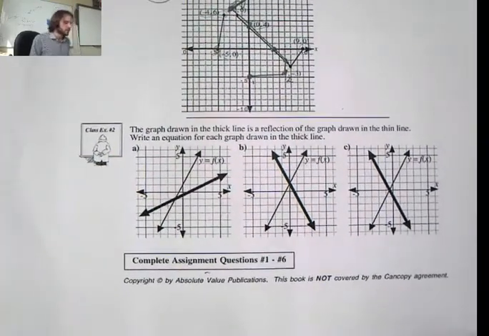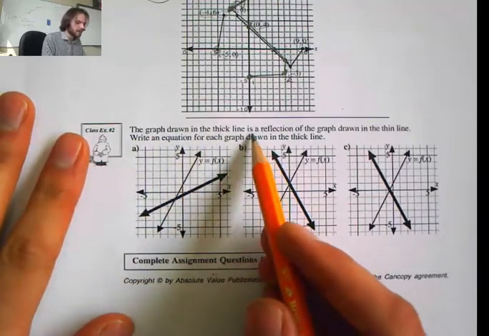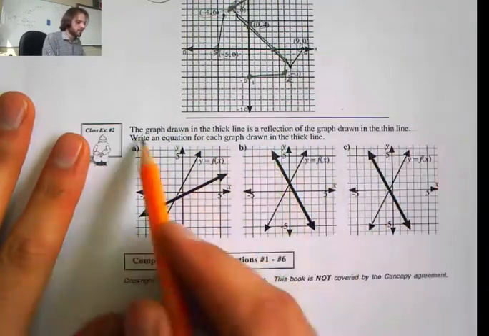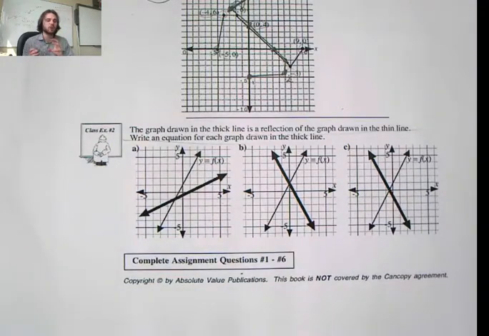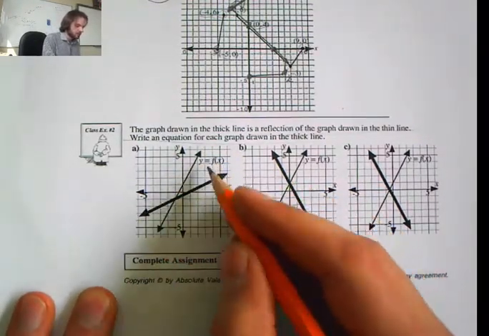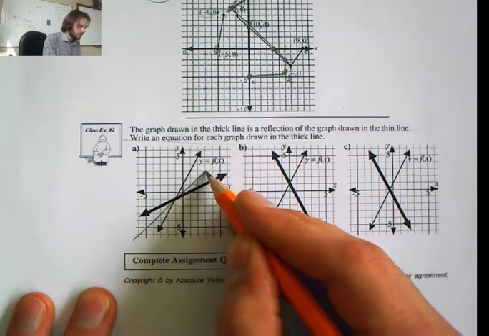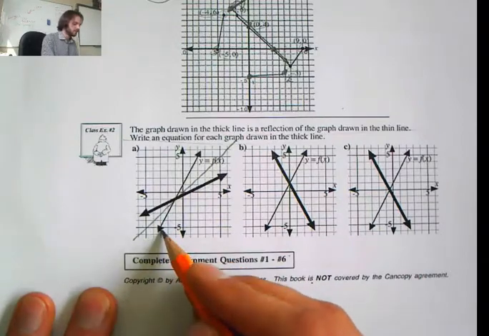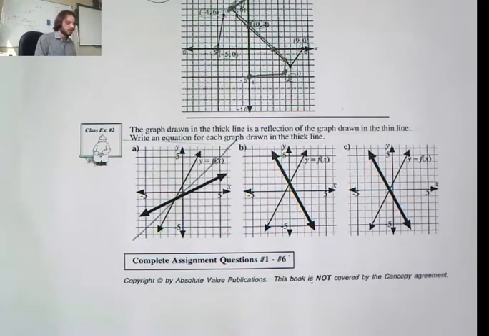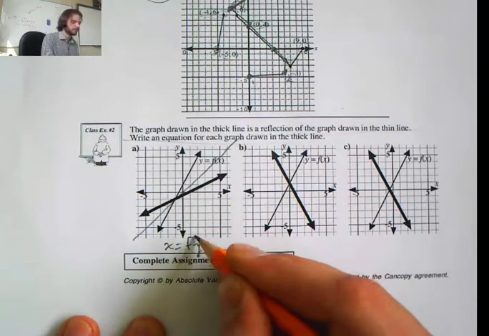Okay, so it says, the graph drawn in the thick line is a reflection of the one drawn in the thin line. So my thin line's my original, my thick line's my reflection. Okay, write an equation of each one. So this is f of x. What is this one here? I look at this. My line of reflection looks like right there. Doesn't it? So this is a reflection in x is equal to f of y.